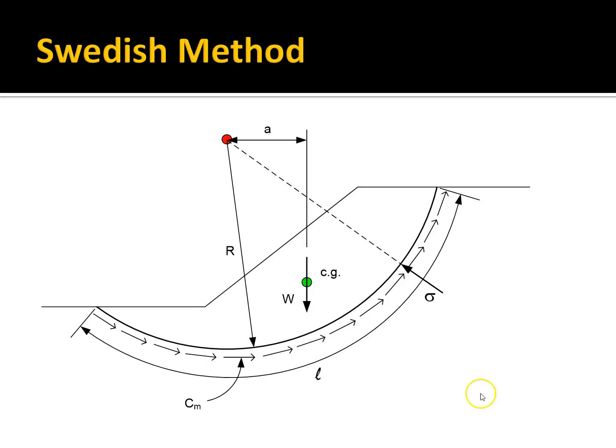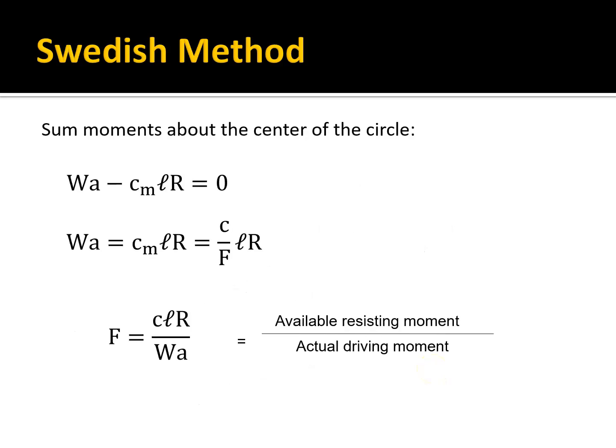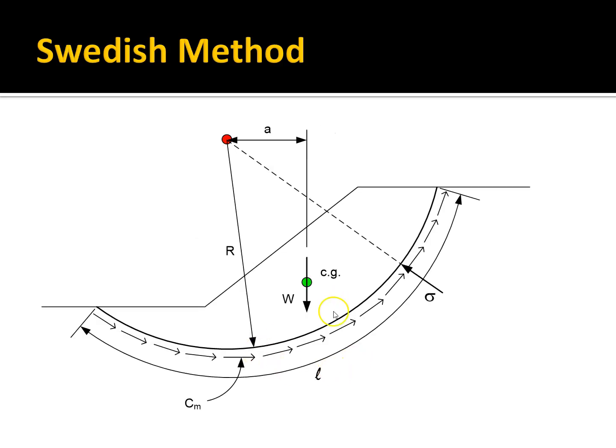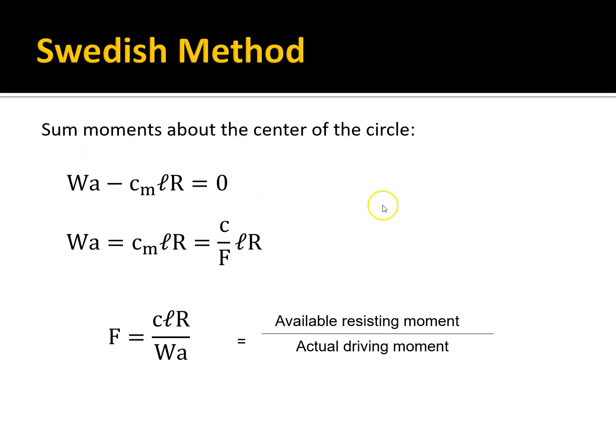So if we're just looking at moments, we have the moment due to the mobilized cohesion along the failure surface and the moment due to the weight of the soil mass. If we sum moments around the center of the circle, we get WA minus C_m L R. The C mobilized times the length gives you the force, and the moment arm for that is R, and acting against that is W times A. So that's where this equation comes from. And remember, the mobilized cohesion is the cohesion divided by the factor of safety.